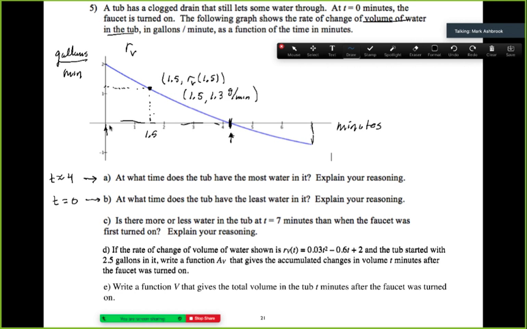Everyone good with that? Okay, so here's that function. And the tub started with 2.5 gallons in it. I want to write the function A sub V that gives the accumulated changes in volume t minutes after the faucet was turned on. So I want to write A sub V of t. Again, this gives the accumulated changes in volume at t minutes after the faucet was turned on. How do I write that function?